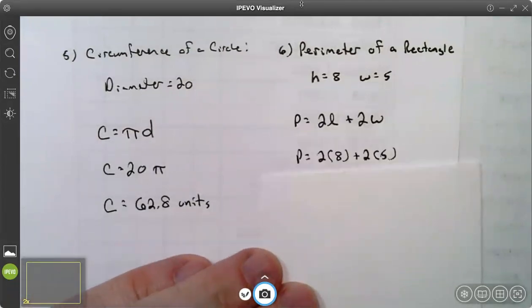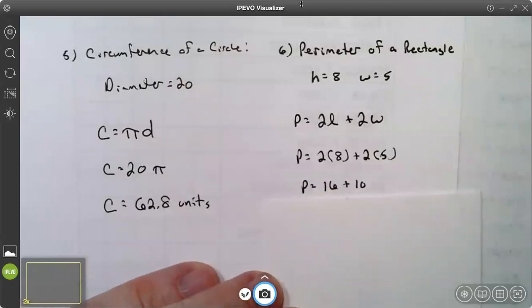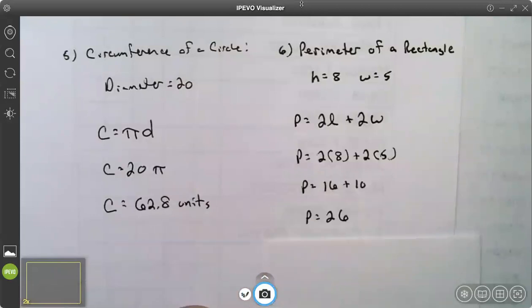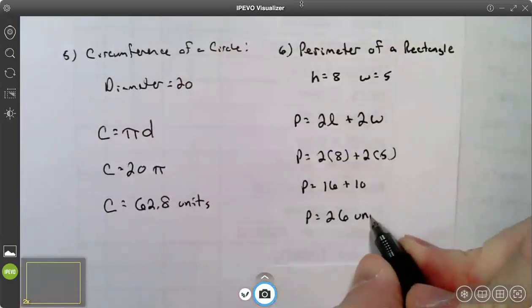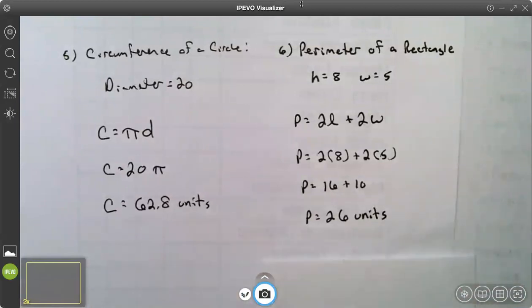As long as I plug 8 in for one and 5 in for other and follow order of operations, multiply first, you get 16 plus 10, then you add, you get 26. And this is not area, so it's not square units, it's just units.